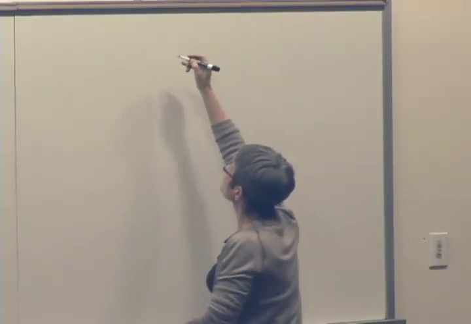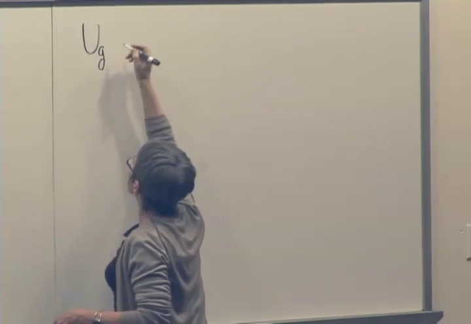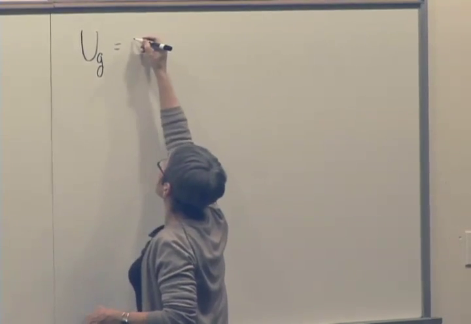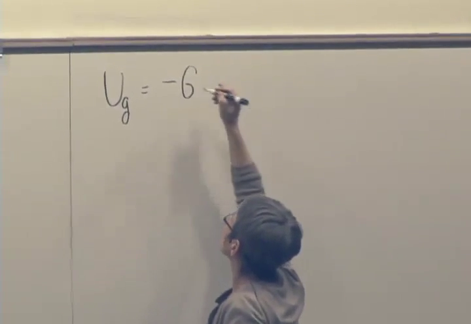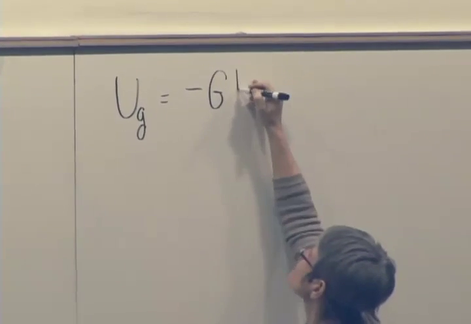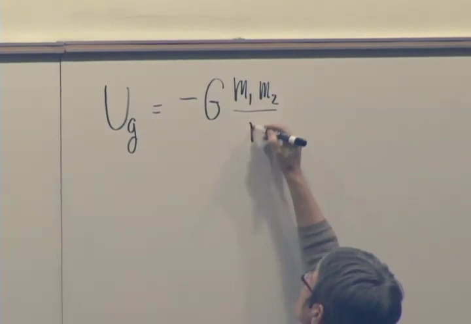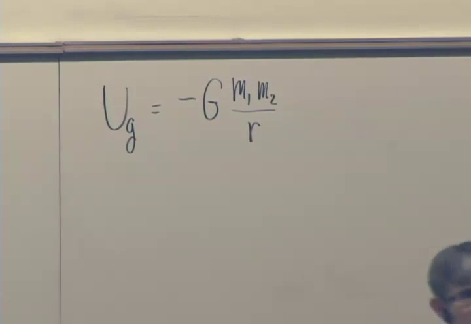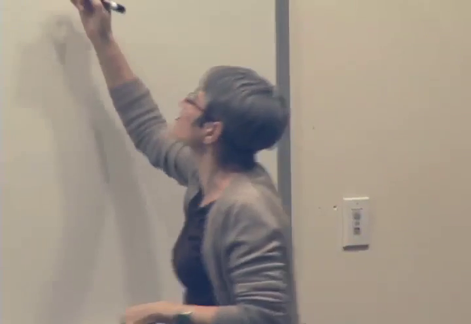So if we have two objects that are interacting gravitationally in our system, then the potential energy associated with that interaction is minus G times the mass of one times the mass of the other, divided by r, where that's the magnitude of the relative position vector. So that's the separation of these two objects.